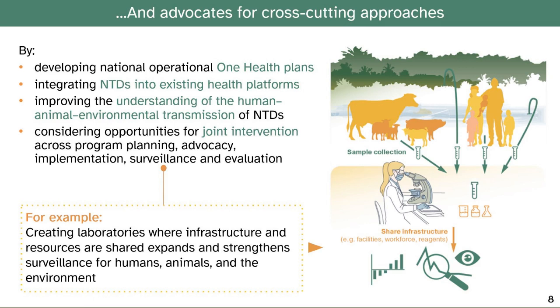We adopt a cross-cutting approach when we create laboratories where the infrastructure and resources, for example, sample collection, logistics facilities, staff, reagents, microscopes, and so on, are shared to expand and strengthen surveillance for humans, animals, and the environment at the same time. In this slide, I mentioned One Health, but what does One Health actually mean?